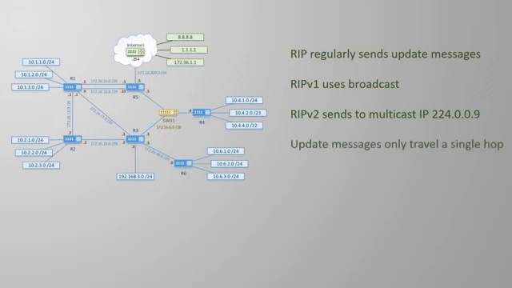RIP messages will not be sent further than a single hop. So, for example, if R1 starts sending updates to R2, R2 will not forward these messages to R3. It may create and send its own update messages, but it won't forward the exact message it received from R1.